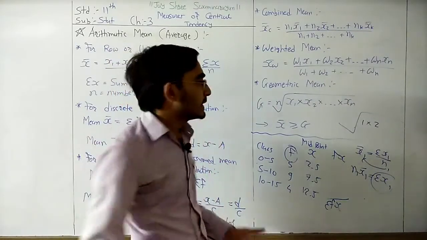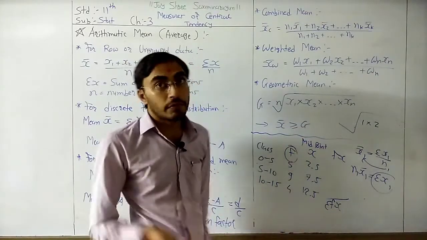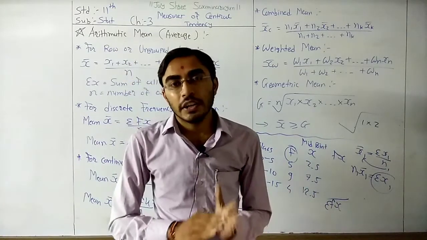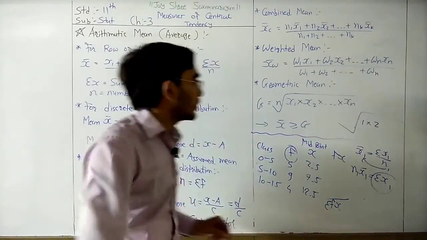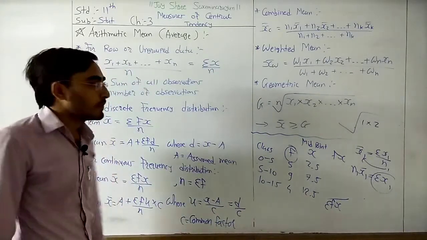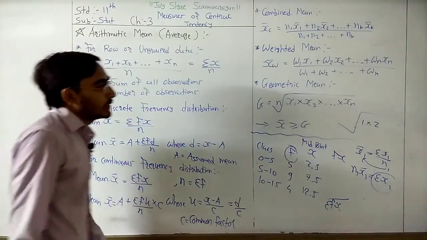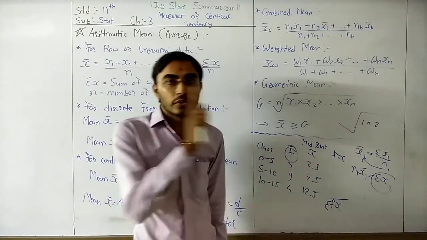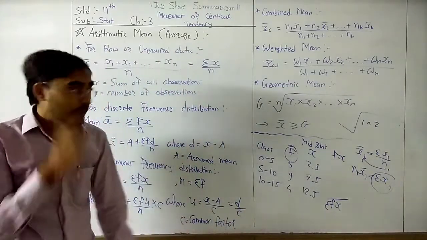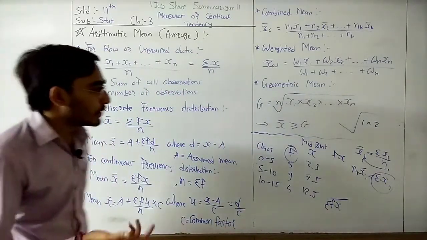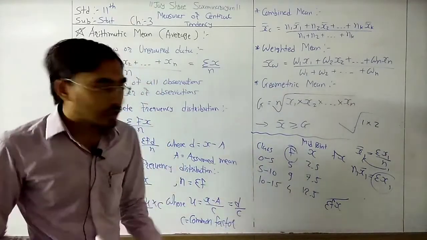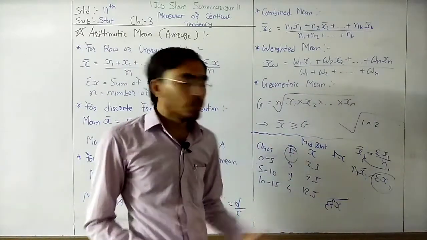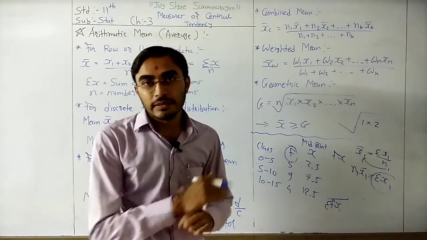If you have 15 observations, then here we need to take the 15th root. Whatever number of observations we have, we need to multiply them and take the nth root. This is the geometric mean. And one common thing: x bar is always greater than or equal to the geometric mean. The geometric mean is always less than the arithmetic mean, otherwise both are equal. So x bar, that means the arithmetic mean, is always greater than or equal to the geometric mean g.